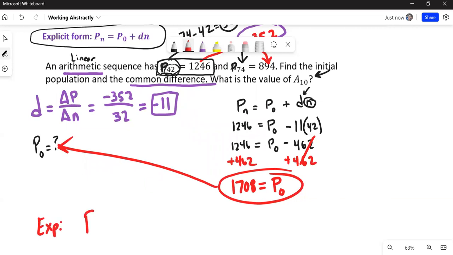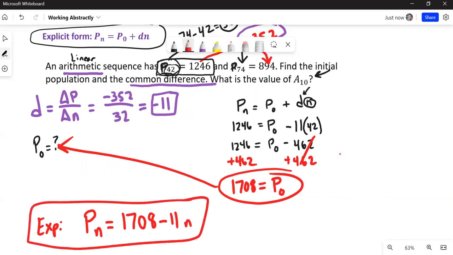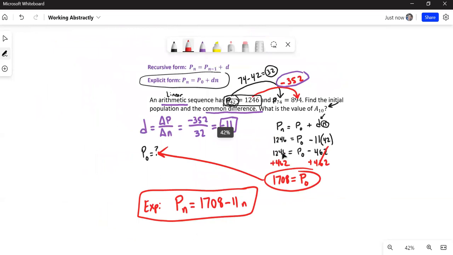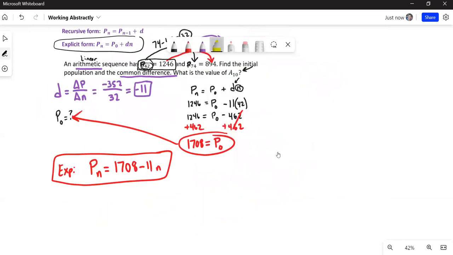Explicit formula: P sub n equals P naught, we just found that to be 1,708, plus D times n. And D is negative 11. So instead of writing plus, I'm actually going to write minus 11n. That is our explicit formula. And that's very powerful because we can find any term we want now. And the question actually asks, if you look back at the question, what is the value of A sub 10?